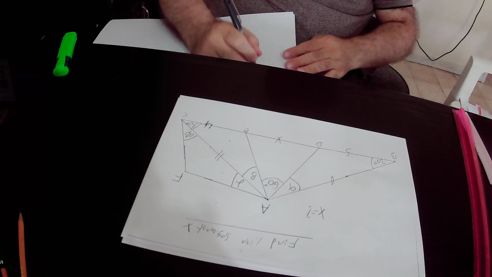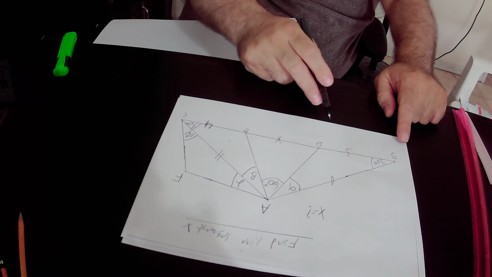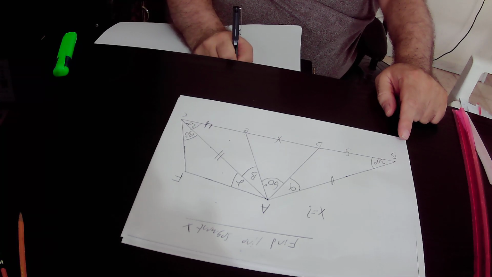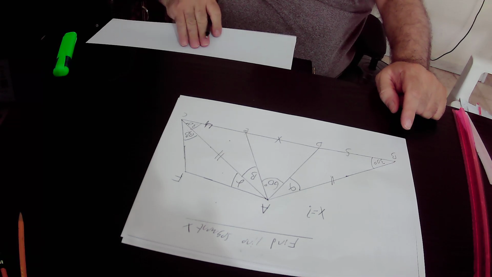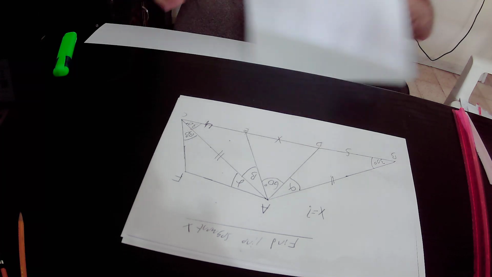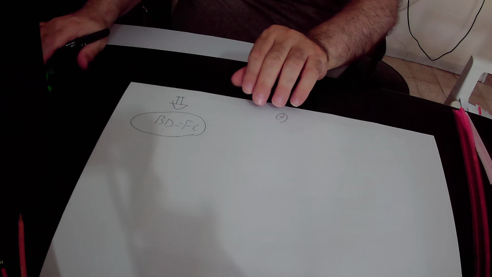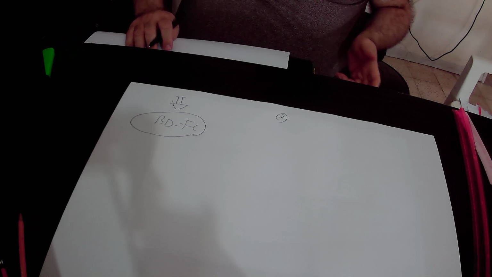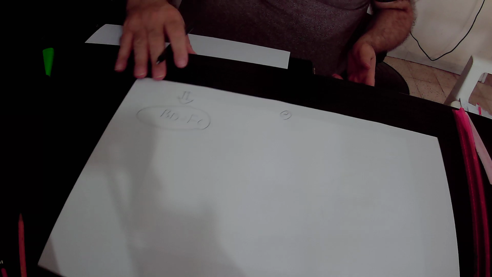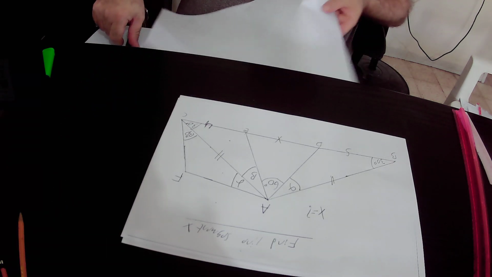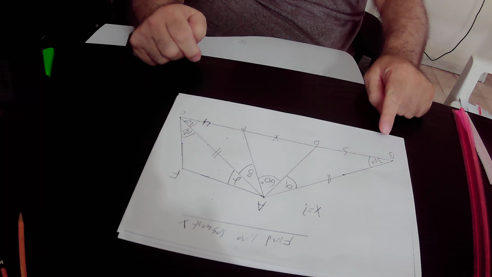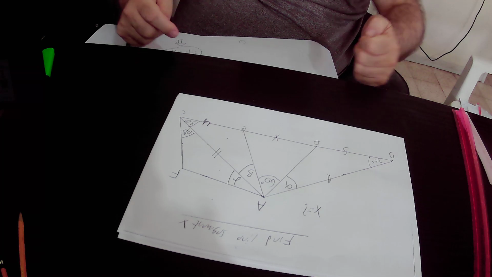The first thing that we will conclude is that side BD equals side FC. We conclude that BD equals FC according to the rule that corresponding sides in congruent triangles are equal to each other. Those two triangles can go into each other, therefore the corresponding sides, that is to say BD and FC, must also be equal to each other.